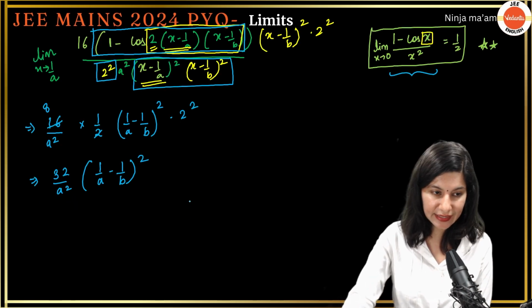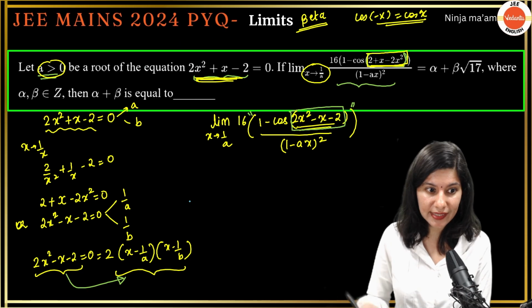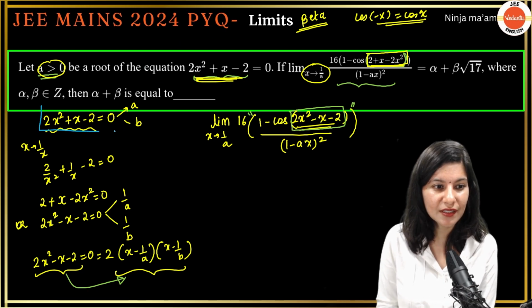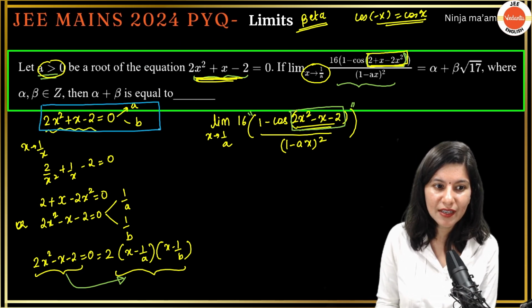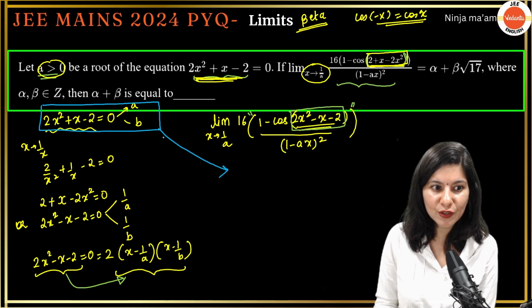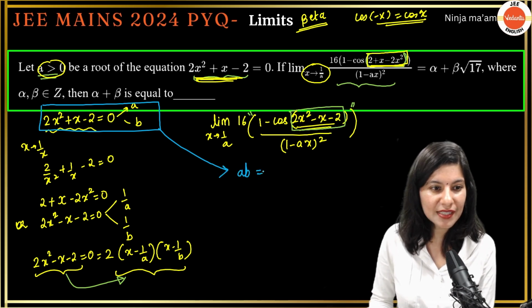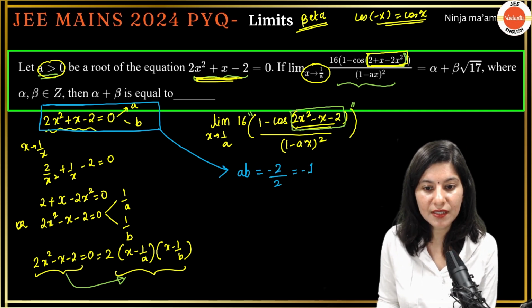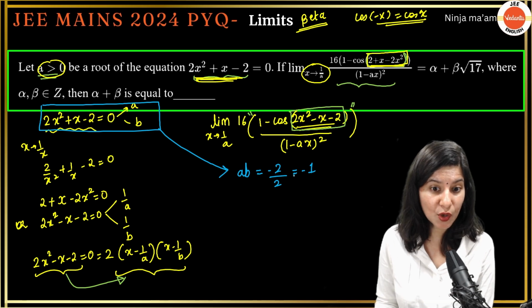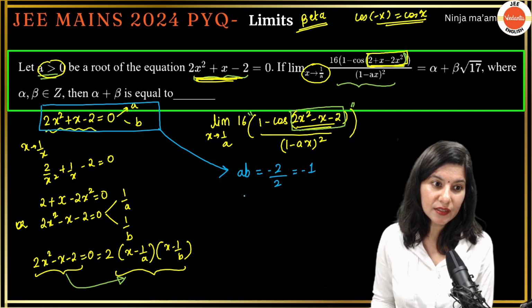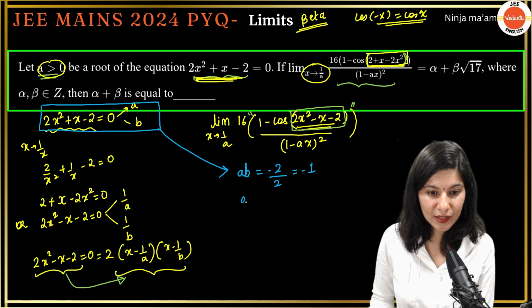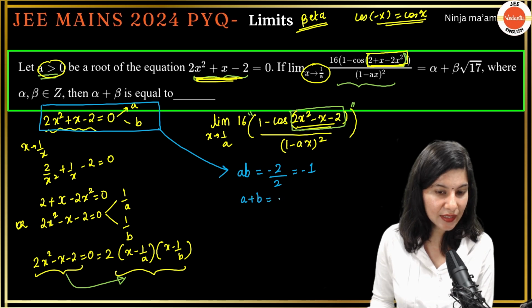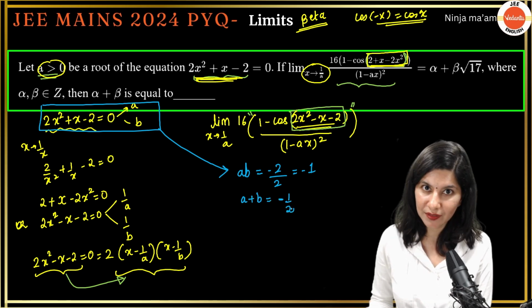So what do you need exactly? You need the value of a, and you need a minus b. Let us see what we can extract from the original equation, where a and b are the roots. You know that the product of roots is what? Minus 2 upon 2, that is minus 1. This is the product of roots. And the sum of roots, a plus b, is nothing but minus 1 by 2, correct?